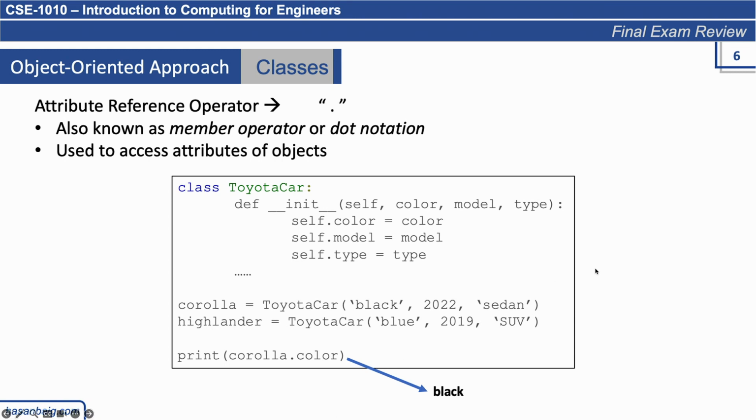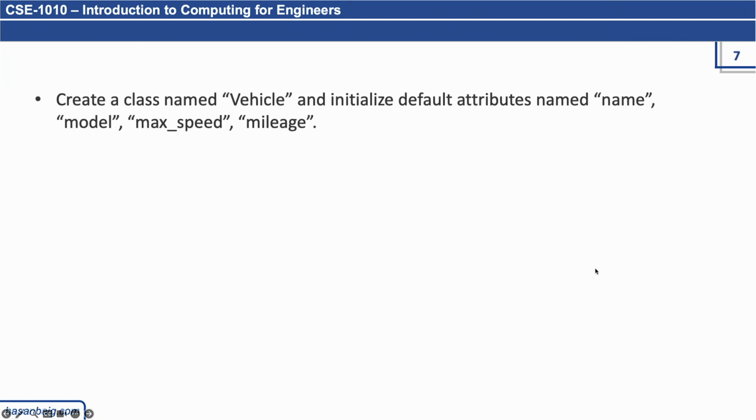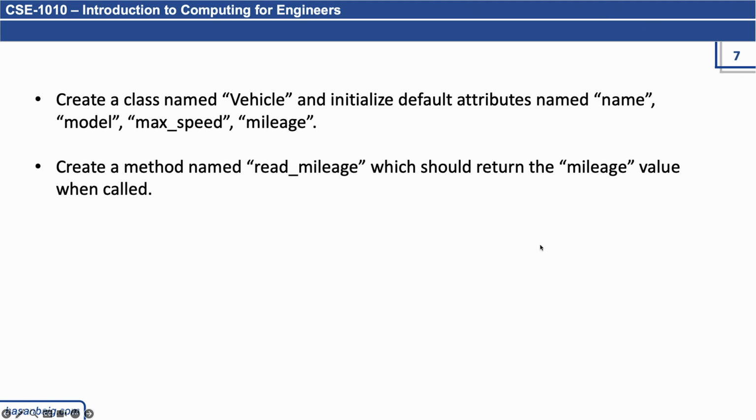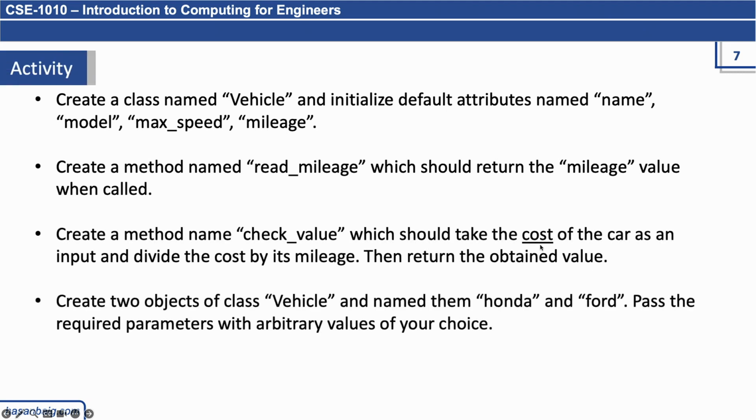Okay, so let's move on. This is an activity actually. I would give a pause for 5 minutes. You create a class named vehicle and initialize default attributes named name, model, max speed, mileage, and similarly follow the other remaining steps. Let me pause it.